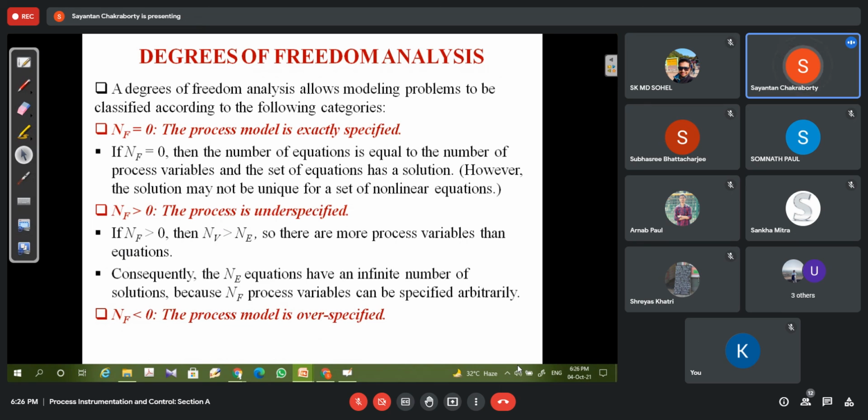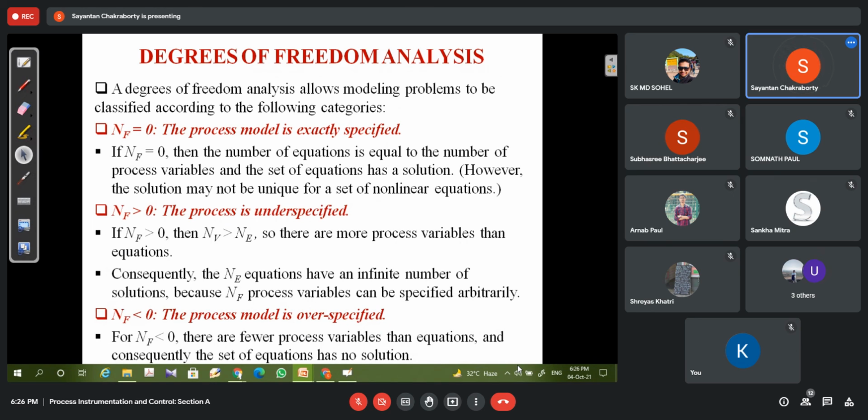And the third case is NF less than 0, and we say the process model is overspecified. What does that mean? The number of variables is less than the number of equations. So what will happen? There are fewer process variables and more equations. So you will not be able to achieve a solution that all the equations will satisfy. So under this condition, you will not get any solution to the set of equations, right? So this will be the worst case, right?